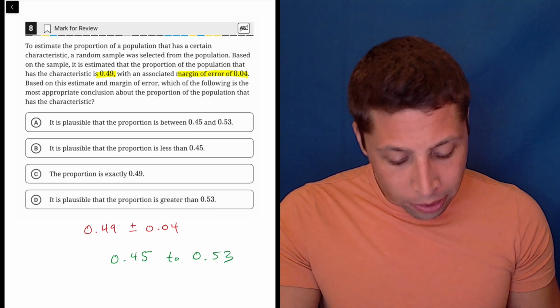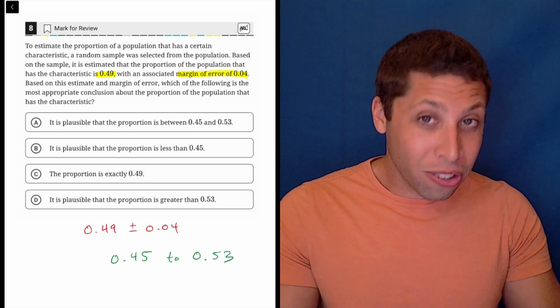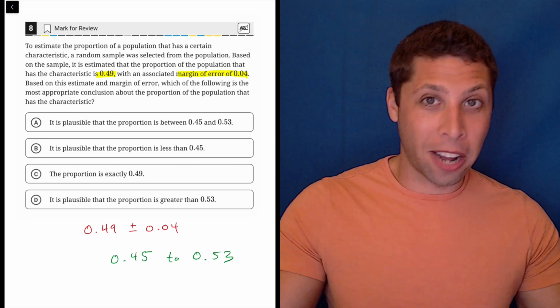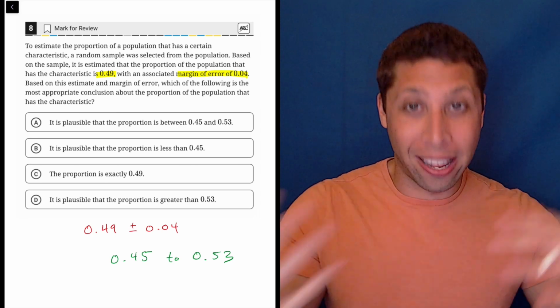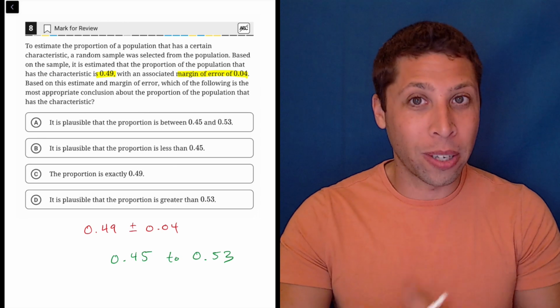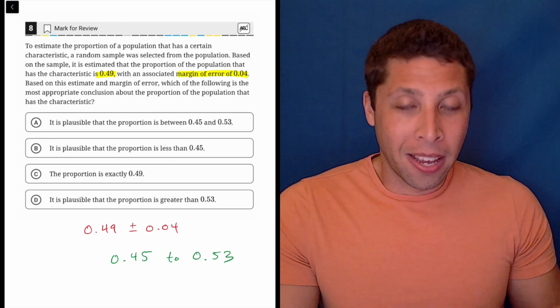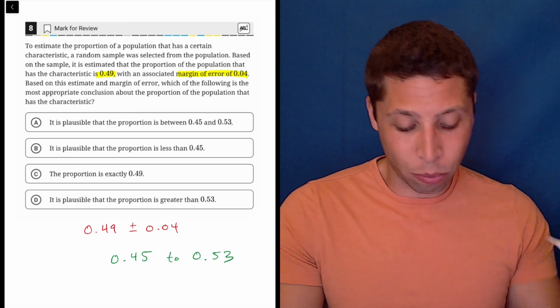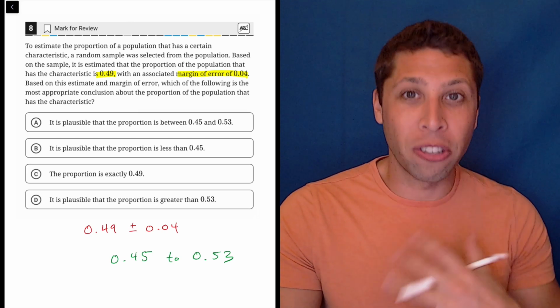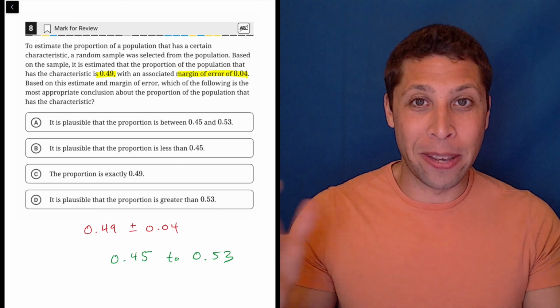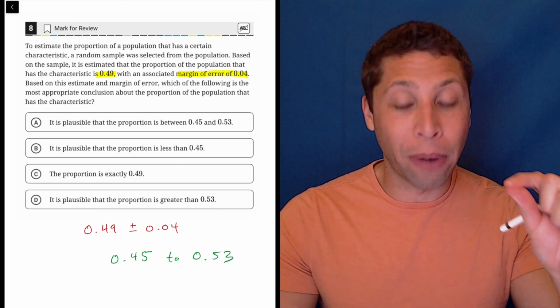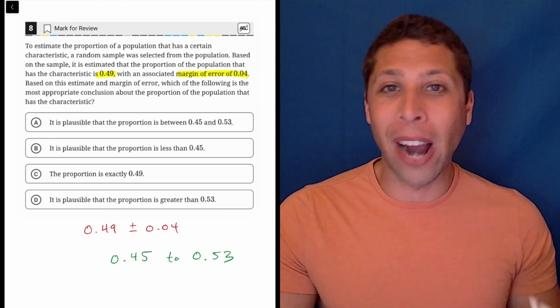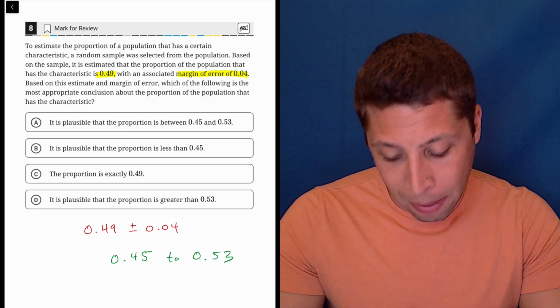So it's still most likely that 0.49 is kind of like the right answer if we asked everybody in the world, if they have this characteristic. But statistically, we'd still be really, really good if we were in this range of 0.45 to 0.53. It's just very likely that that's going to be the actual answer. Even if we're not perfectly right on the 0.49, we're still right on the range. So let's see if there's an answer that matches with that.